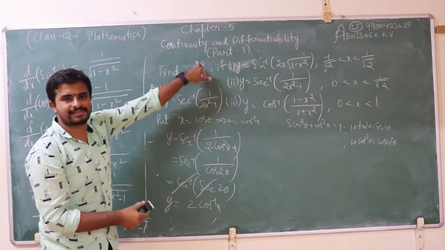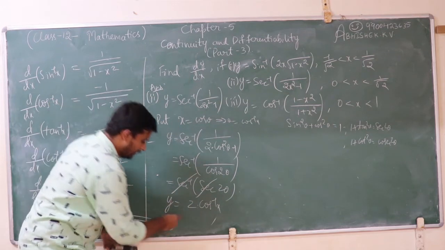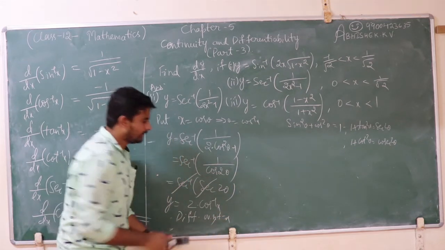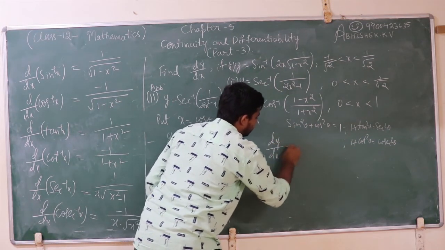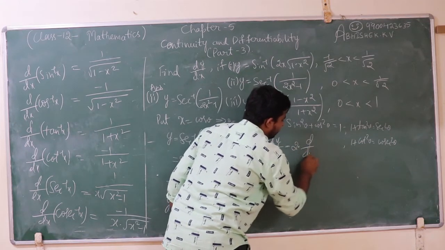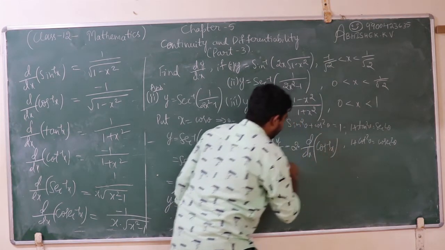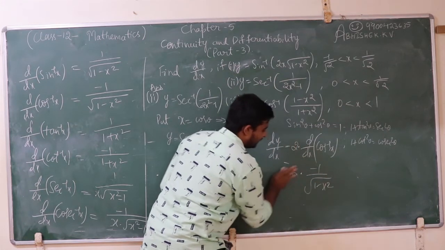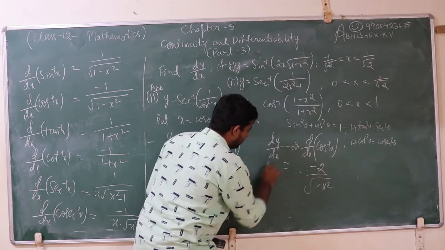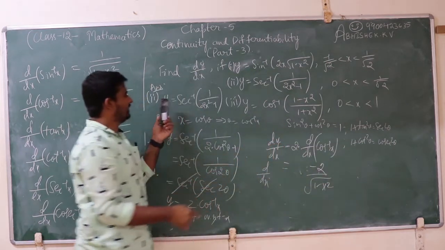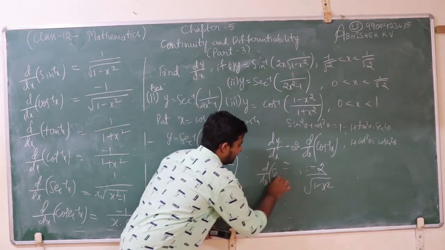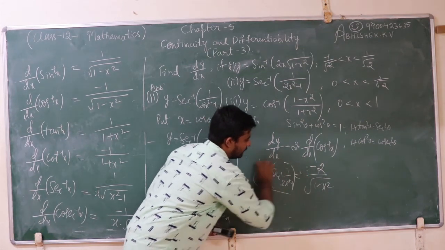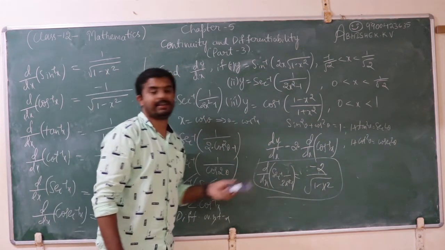Now we are going to find this dy by dx by applying the derivative. Differentiate with respect to x. Therefore, dy by dx is equal to 2 into d by dx of cos inverse x. Again we get the same result: 2 into minus 1 divided by square root of 1 minus x square. See, this is equal to this. I hope you are getting this.